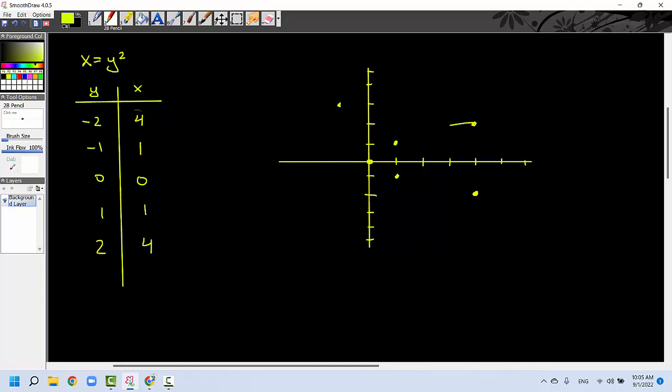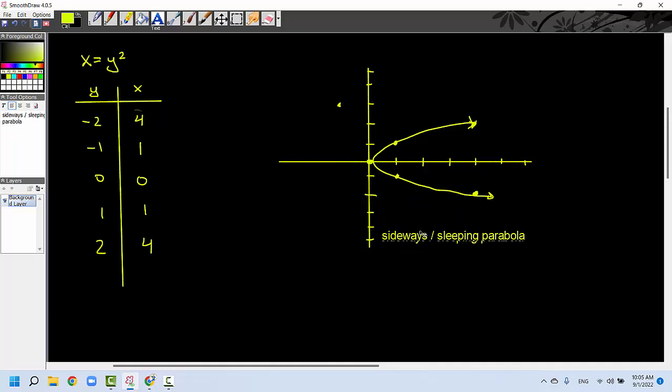All right, so now I'm going to go ahead and link these things up, and this right here is what we call a sideways or sleeping parabola. And of course, it's a sideways or sleeping parabola because it literally is sideways. And so what we're going to learn today is how to transform this particular non-function right here.